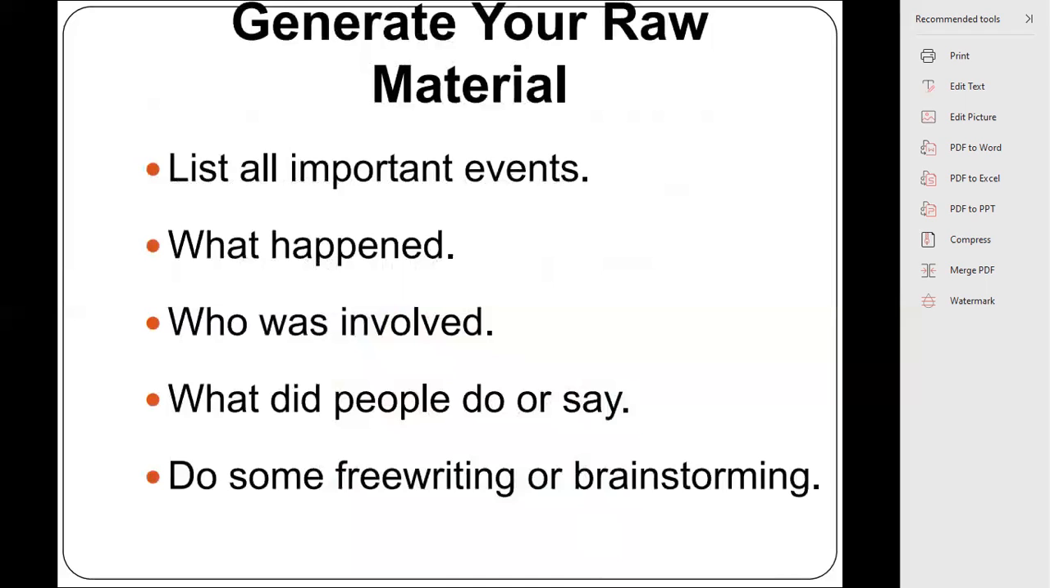Okay, how do you generate your raw materials? First of all, you have to list all the important events that happen in the story. Okay, what are the important events? Second, what happened? What is the sequence? Go in chronological order. Third, you also have to write who was involved together with you in the events in your story, and what did people do or say? What was people's opinion on the events that happened? Apart from that, you also have to do some free writing or brainstorming on the topic.